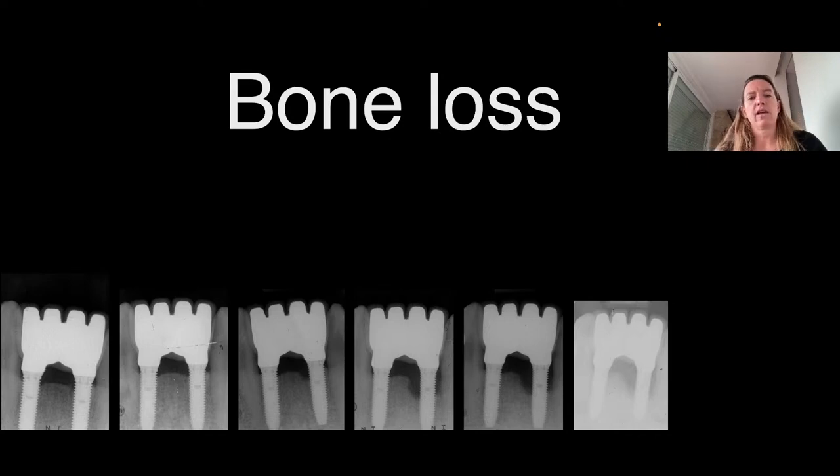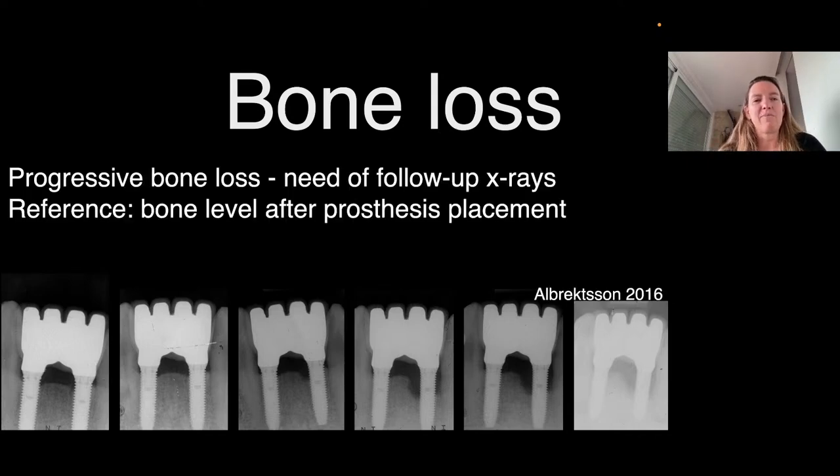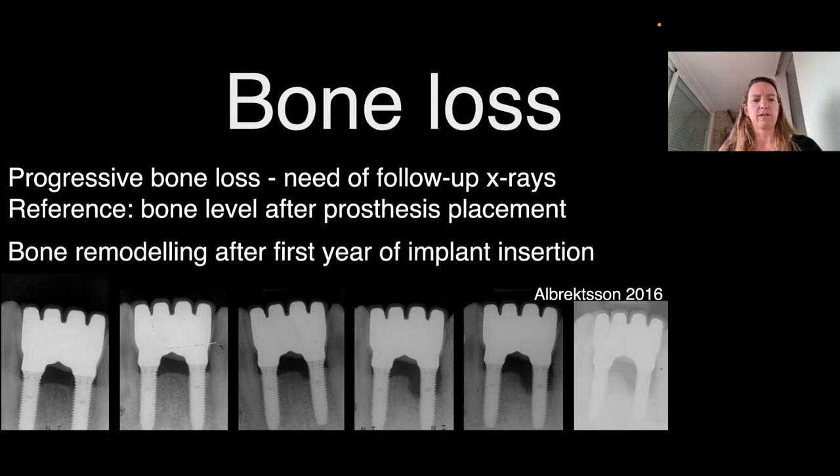Bone loss is, I would say, the best parameter in order to understand if we are having peri-implant disease. Progressive bone loss, in order to evaluate it, basically we always have to have follow-up x-rays, and the reference point can be either the day of the implant placement or the bone level after prosthesis, after the final bridge placement. It is normal to have bone remodeling after the first year of implant insertion.